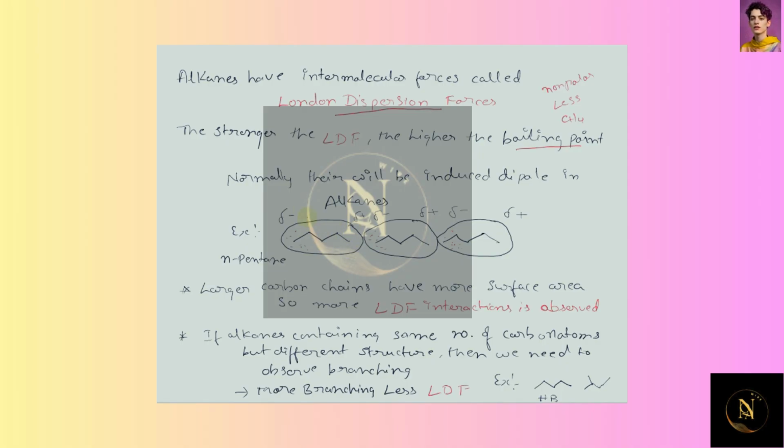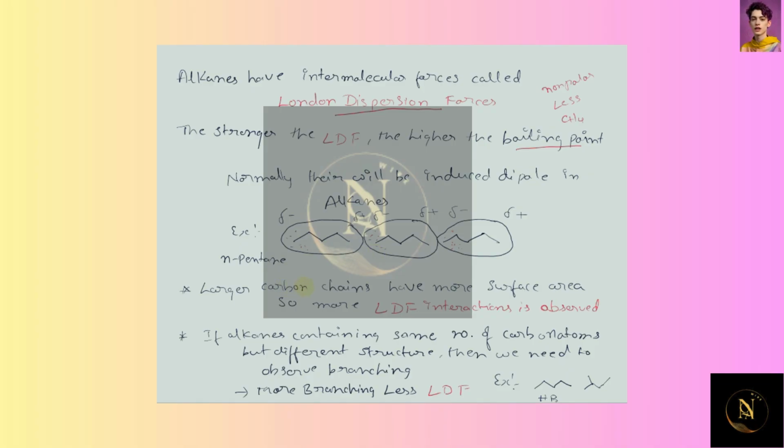Due to this, you have partial negative and partial positive charge on the molecule. This molecule, which has partial negative and positive charges, may induce a dipole in other neighboring molecules. So like this, there will be a weak force of interaction, that is London dispersion forces, between the n-pentane molecules. I hope you now know how the induced dipole is made.